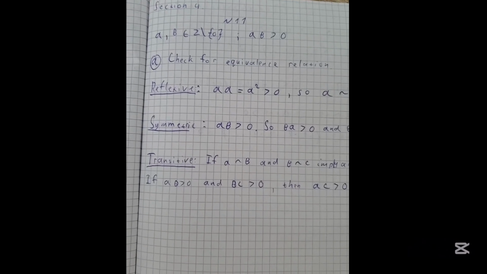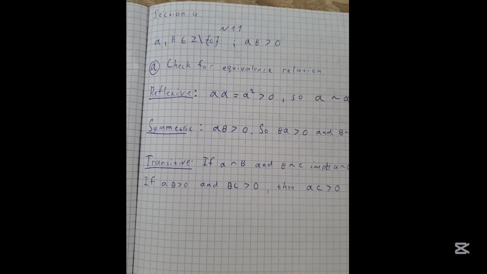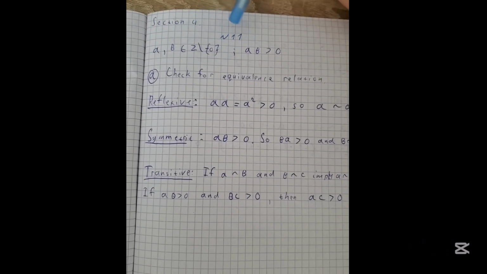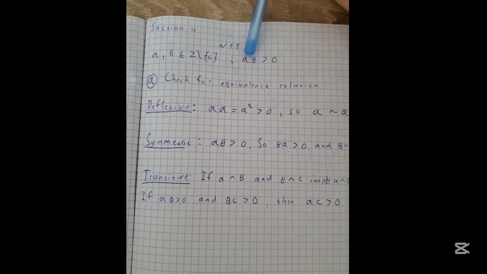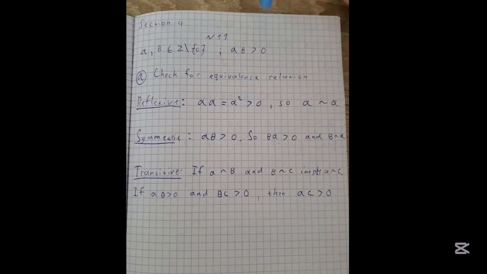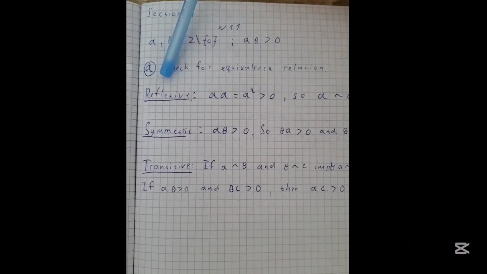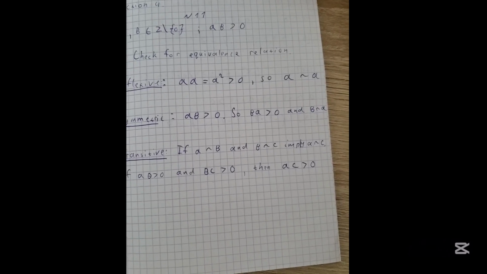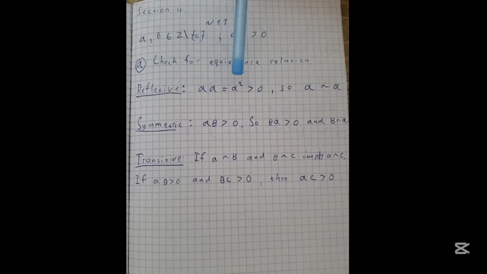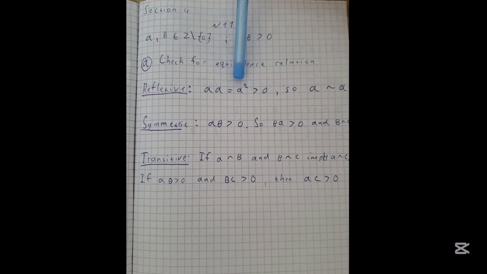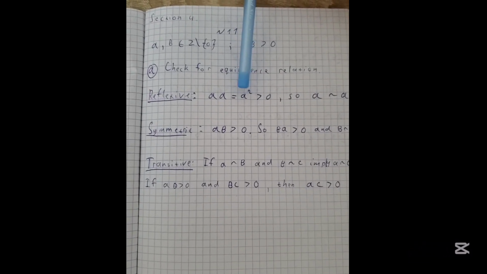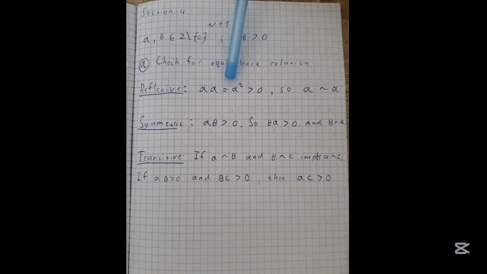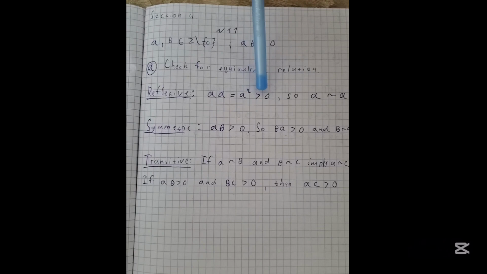Section 4, exercise 11. In this exercise we have to show that the given relation is an equivalence relation, where a and b belong to the integers without 0, and satisfy the condition that a multiplied by b is greater than 0. First we have to check the reflexive property. We need to show that any integer a is related to itself. Since any integer multiplied by itself is a squared, any integer multiplied by itself is a positive number. So we can say that this relation is reflexive.